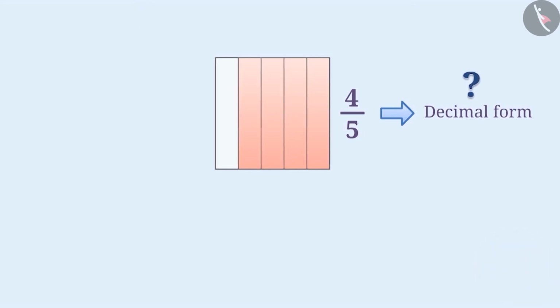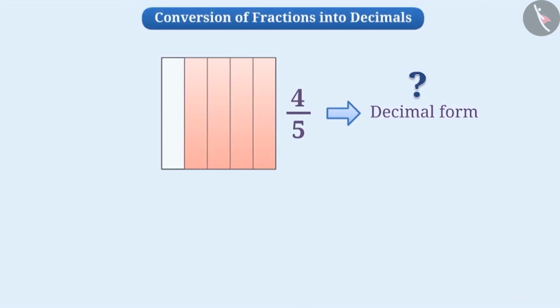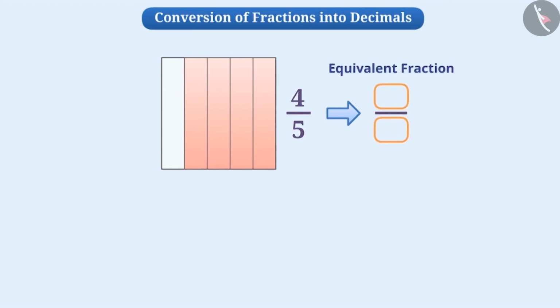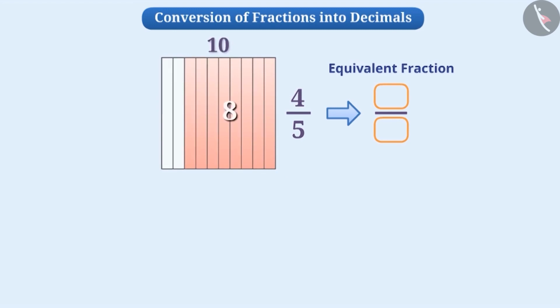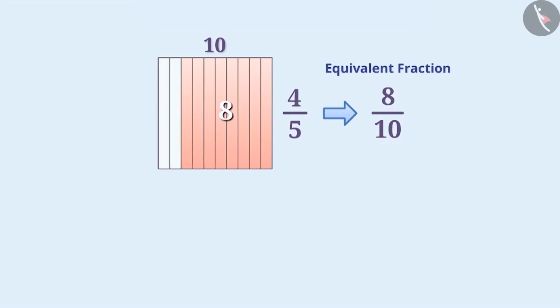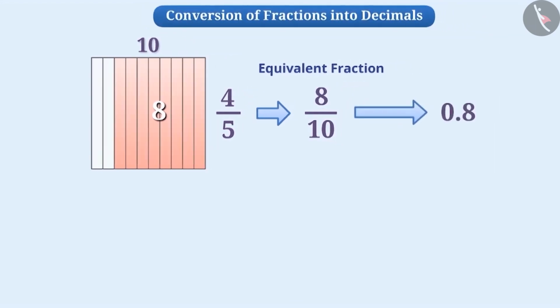Let me tell you. To represent any fraction in decimal form, we need to find its equivalent fraction whose denominator must be a number like 10, 100, 1000, etc. To find the equivalent fraction of 4 by 5, we will divide each part of the square into 2 equal parts. Thus, we will get a total of 10 equal parts. Now, 8 of these parts are shaded. So, we can say that the equivalent fraction of 4 by 5 is 8 by 10. We will represent the same in decimal form as 0.8.